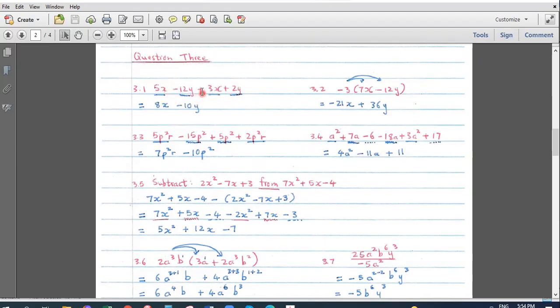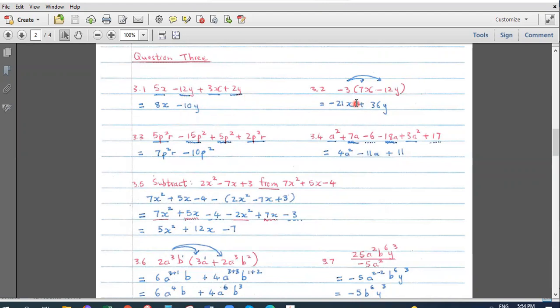This is 5x plus 3x gives you 8x. Then we're looking at the other like terms, which is your y's. So there's a -12y plus 2y. That gives you a -10y. It's -12 plus 2, which is -10. And this belongs to y.